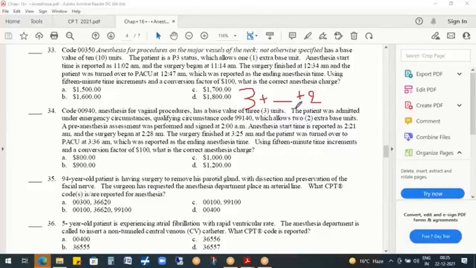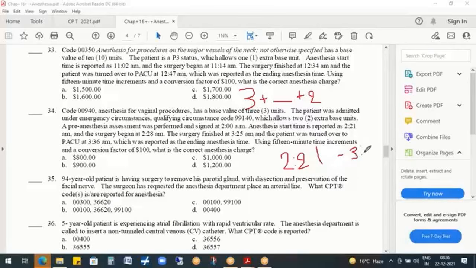Now we need to calculate the time. Do I need to count from start time or pre-anesthesia assessment time? From where I need to count the time? I need to count from start time. That means 2:21. Up to here, understand everyone? Then what is the end time? 3:25 or 3:36? 3:36. That is the PACU, anesthesiologist left time.